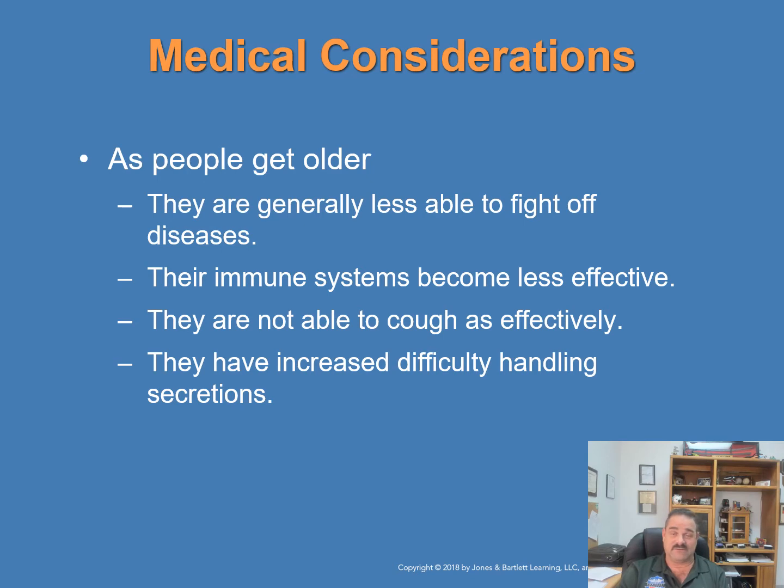Medical considerations for elderly people. Elderly people are generally less able to fight off diseases. Their immune system is not as good as it used to be. It's less effective. They may not be able to cough effectively, so they can't expel product out of their mouth so it doesn't get down into their lungs. They also may have an increased difficulty in handling those secretions overall.